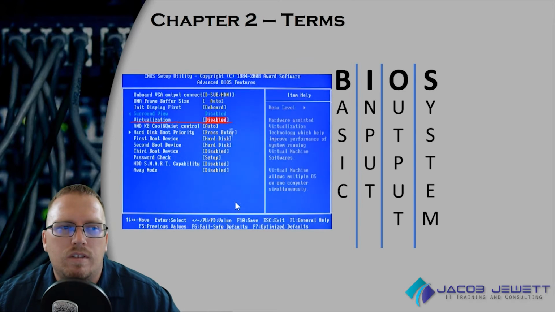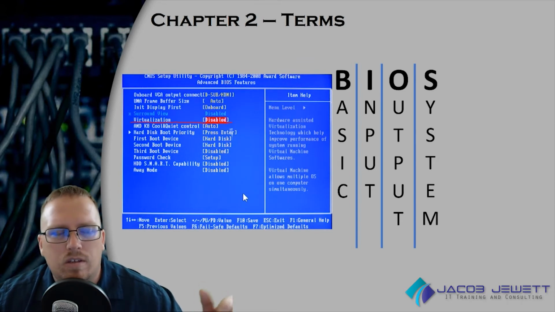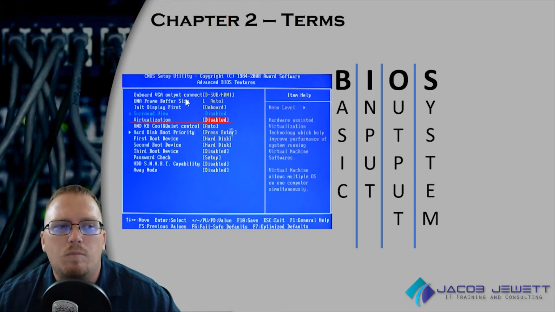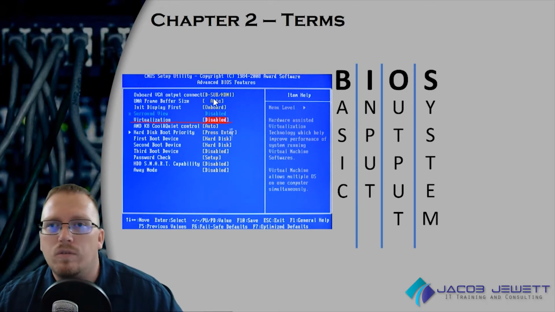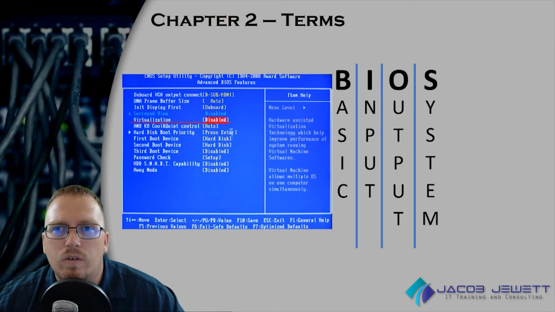The next screen we're going to see here is advanced BIOS features, and that was the next item that you saw on the first screen. You'll see that we get deeper into things. For example, on this particular BIOS, we can change the VGA output connect. We can decide, do we want it to go through HDMI, or through an expansion card, or through the built-in video on the computer. We can do that. UMA frame buffer size, we can change that. Usually auto is the best place to leave it.